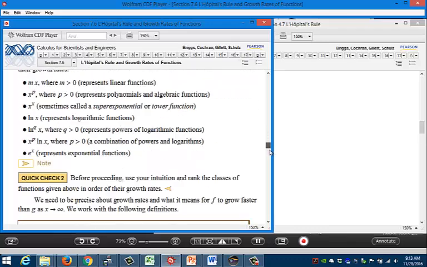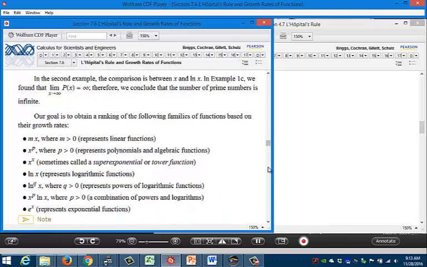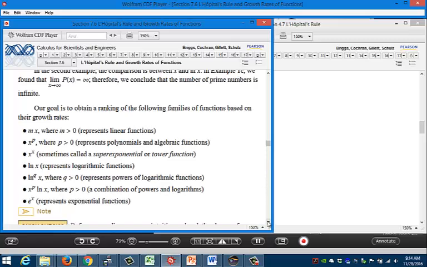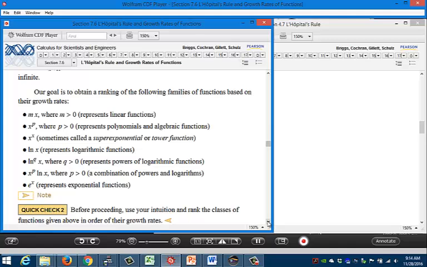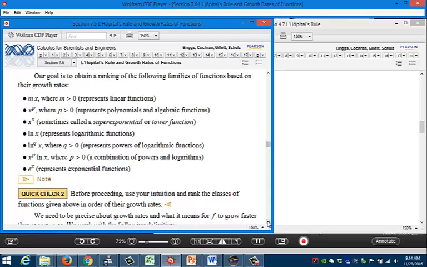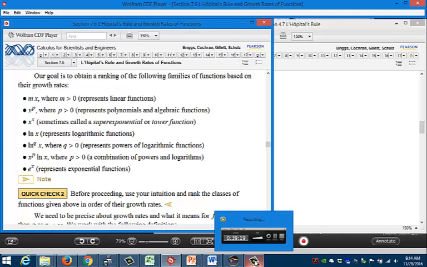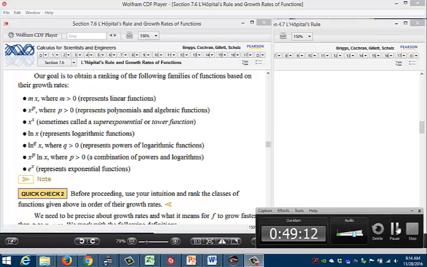And they actually obtain a ranking of these different types of functions. So here are some different functions. It says, use your intuition and rank the classes of functions given above in the order of their growth rates. So maybe we'll pause for a minute and let you guys do that. This is quick check 2 for tonight. Let me pause and have you guys take a look. See if you could decide which are the ones that grow the most quickly and the least quickly.